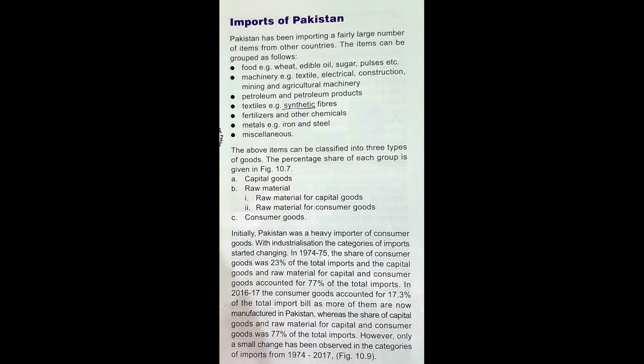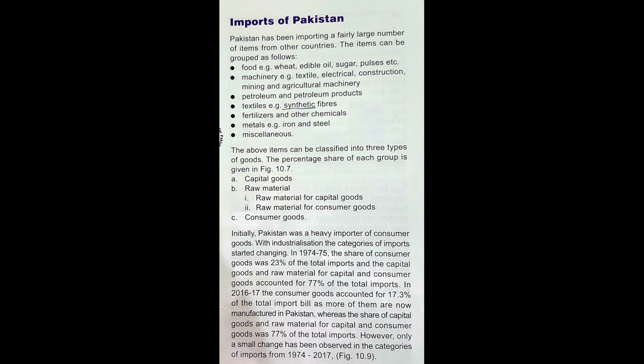5. Fertilizers and other chemicals. Pakistan is importing a heavy amount of fertilizers and other chemicals from different countries. 6. Metals, e.g. iron and steel. We are importing steel and iron and such materials from other countries. Miscellaneous: various types, a mixture of various things.